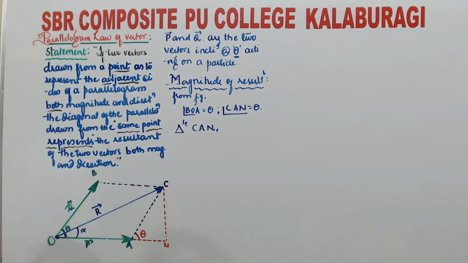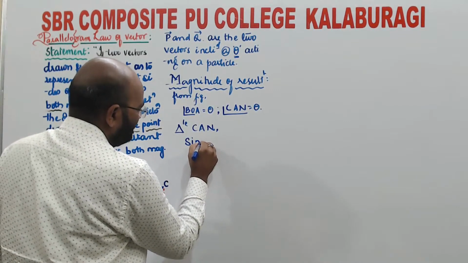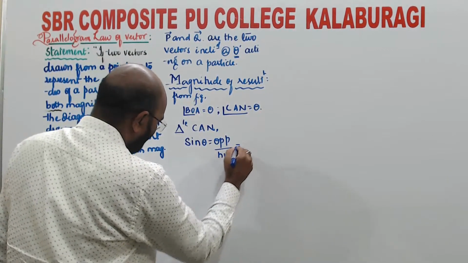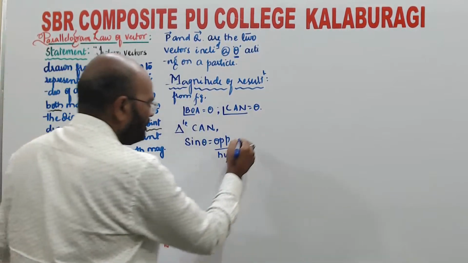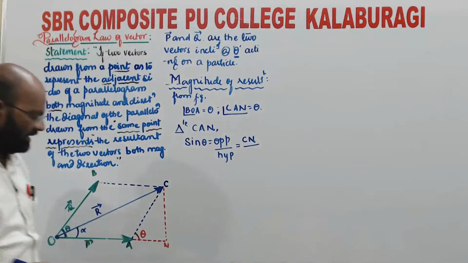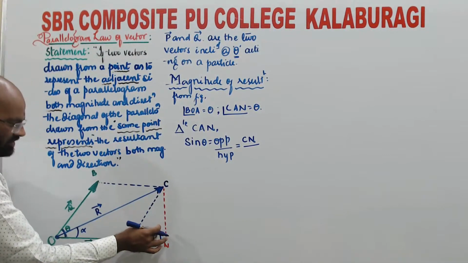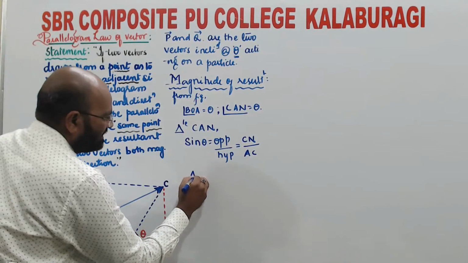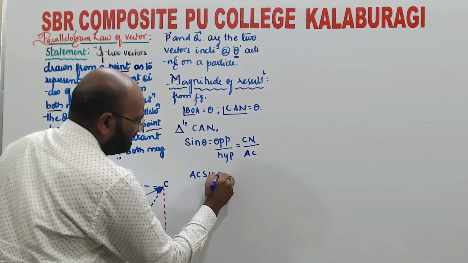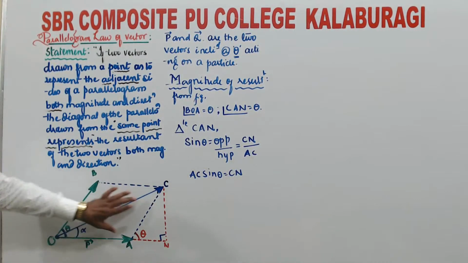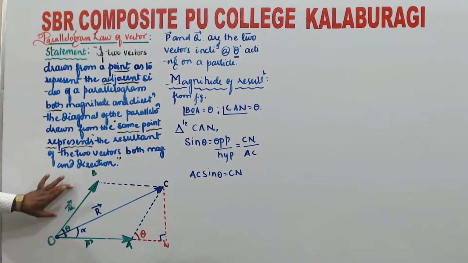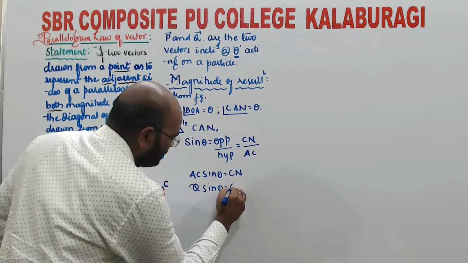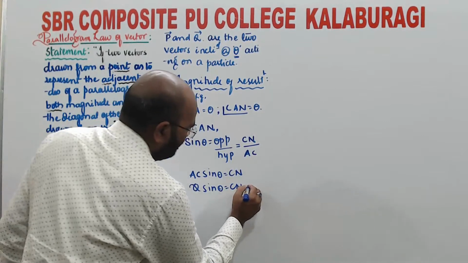Then you know that sine theta is equal to the opposite side divided by the hypotenuse. The opposite side is CN, divided by the hypotenuse, that is AC. Then we can cross multiply: AC sine theta is equal to CN. You know very well that AC is equal to Q. So Q sine theta is equal to CN. Say this is equation 1.